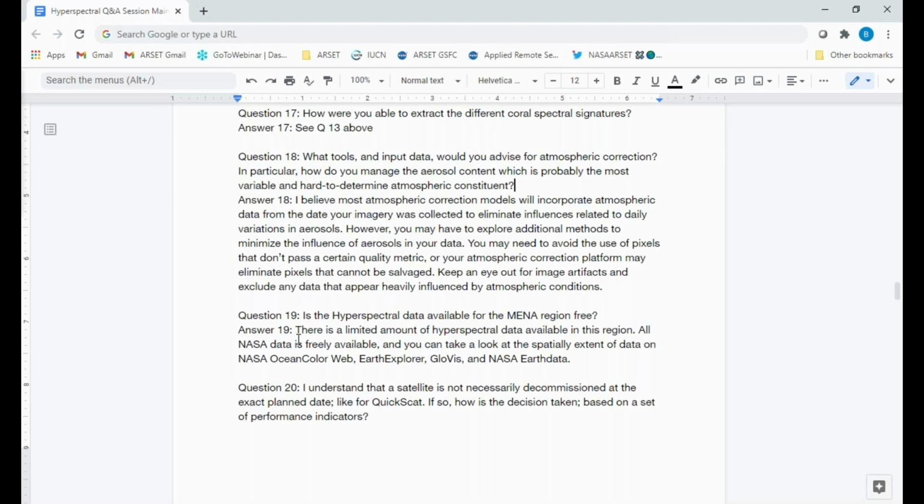Is the hyperspectral data available for the MENA region free? There's a limited amount of hyperspectral data available for that particular region. Since all NASA data is freely available, you can take a look at the spatial extent of data in either Ocean Color Web, Earth Explorer, Glovis, or NASA Earthdata, and see if there's any other type of data available for that particular region.